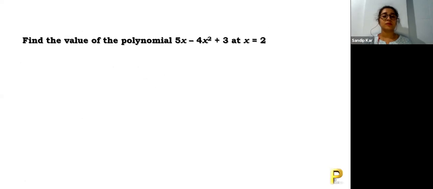What you have to do is, in the polynomial, in place of x, you have to put 2. Let's solve this. I'll give you a minute. Why don't you guys try this out? In place of x, just put 2. Then we'll check if your answers are correct or not.